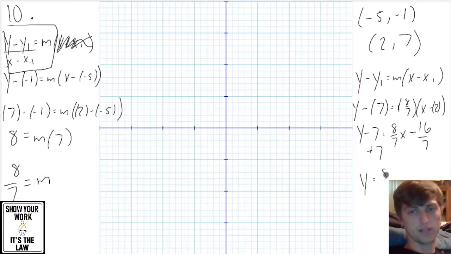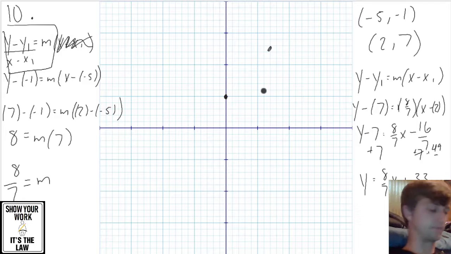Y equals 8/7x. What's the deal with these weird fractions? Plus 7 is the same as plus 49/7, and that gives us something wacky. Plus 33/7. And yeah, so that's almost 5. So if we were to graph it, it'd be something like our intercept is 5, up 8/7, whatever. Alright, great. So like I said, you only have to do 2 examples of each for those questions.